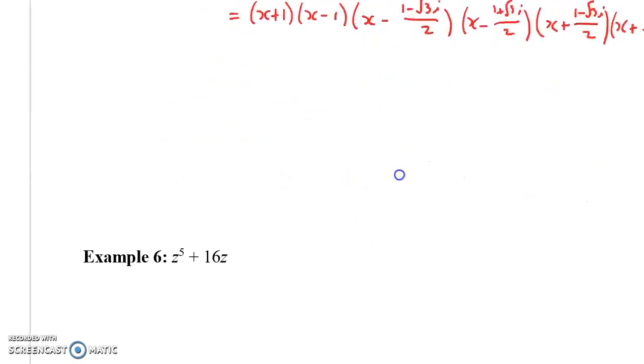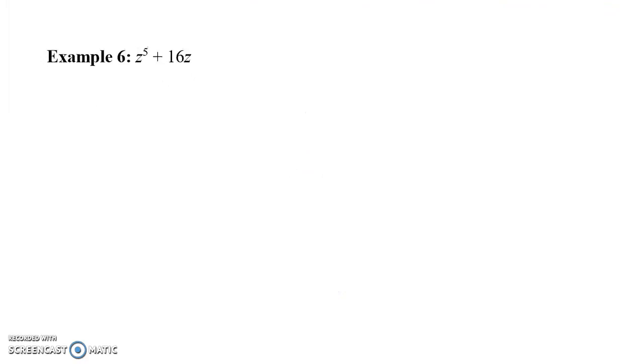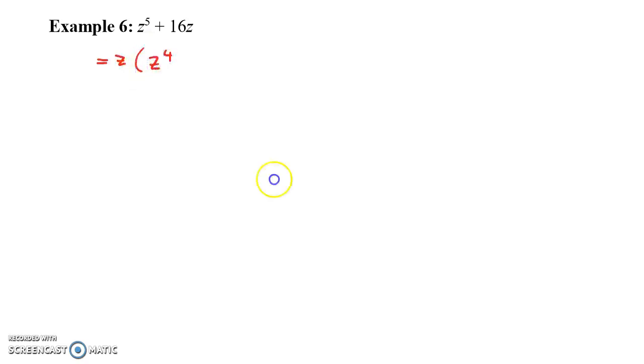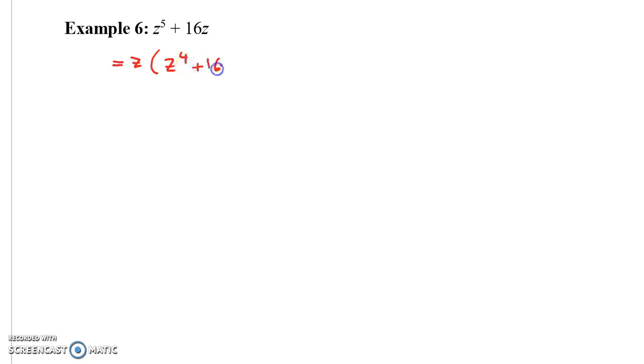And the next one, z to the 5th plus 16z. Factorise that. Well, you can obviously take a factor of z out, and this becomes z times z to the 4th plus 16. Okay. And we can factorise this as a difference of two squares, which is z squared plus 4i times z squared minus 4i. I should say the sum of two squares, isn't it?